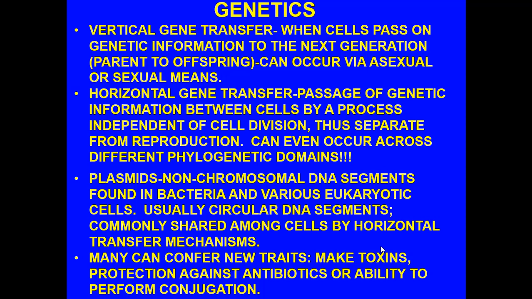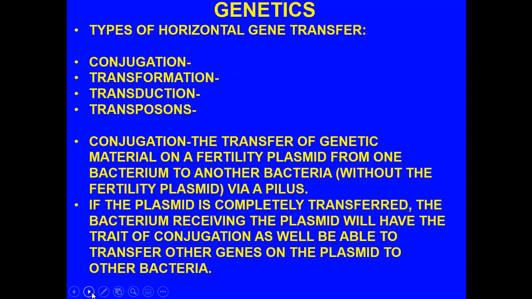Plasmids, as I mentioned to you before, are non-chromosomal DNA segments. They're found in bacteria and a variety of eukaryotic cells. They're usually circular. They're commonly shared among cells by what is referred to as a horizontal transfer mechanism. Many can confer new traits, such as making toxins, protection against antibiotics, or the ability to perform conjugation. Now, the types of horizontal gene transfer we're going to talk about: conjugation, transformation, transduction, transposons.